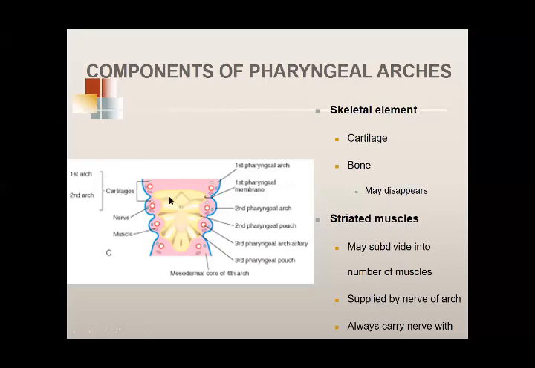And this foregut, the cranial-most part of the foregut was the pharynx. So on the inside of the pharynx, you have a lining of endoderm. On the outside, you have a lining of ectoderm. And in between, you have this mesenchyme. Okay, so together, this is the pharyngeal arch.